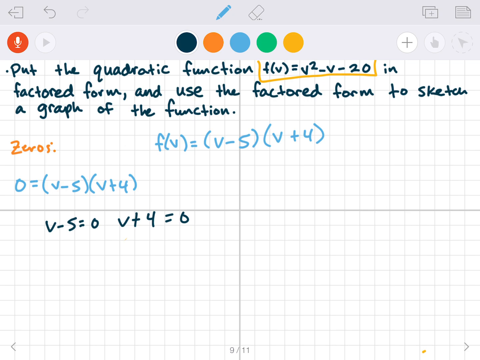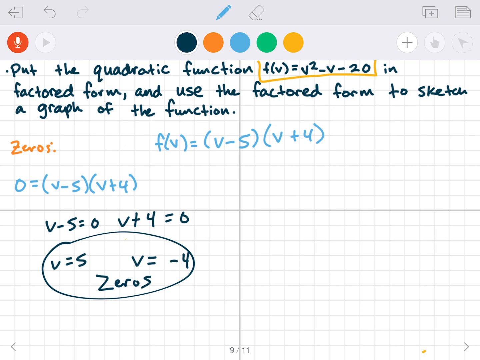So here, if I add 5 to both sides, I get v equals 5. If I subtract 4 from both sides on the other one, I get v equals minus 4, and those are my zeros. So let's go ahead and plot them. So 1, 2, 3, 4, 5 is my first 0. And my second 0 is going to be at negative 1, 2, 3, 4.